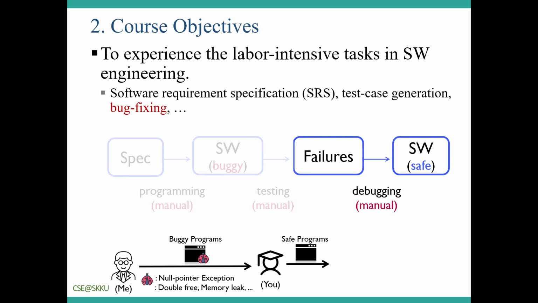The second potential task will be manual bug fixing. I will provide you with a simplified buggy program that contains common errors such as null pointer exceptions or double-free, use-after-free memory issues. Your job will be to examine the faulty program and manually create a corrected version, a patch that eliminates this bug. In other words, this task is designed to give you hands-on experience with the labor-intensive debugging and repair work that is central to software engineering.